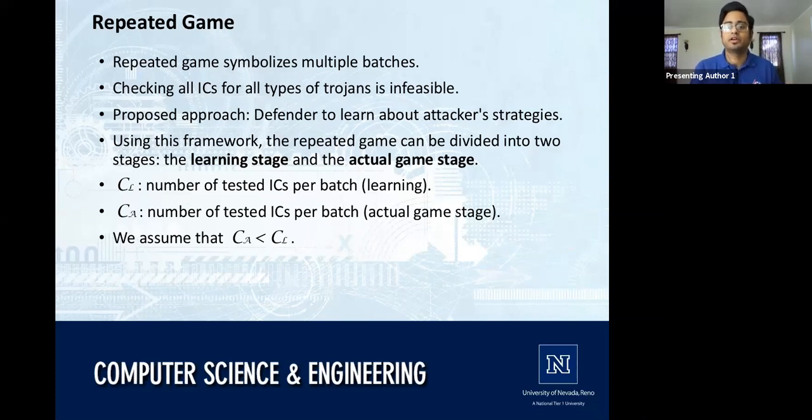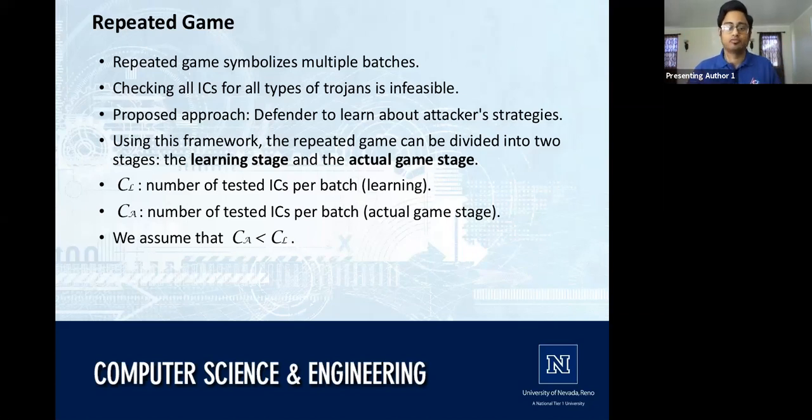We propose that the defender, in order to minimize their time and effort, will learn about the attacker strategies. So you have all these batches. You will take a small subset of batches at the start and do an exhaustive search over all of them to get an idea of what the attacker's probability distribution over the Trojans is, and the corresponding rationality of the attacker. And once you learn that, you can transfer this learning to the rest of your batches in order to save time, be more efficient, and save money at the end of the day, right?